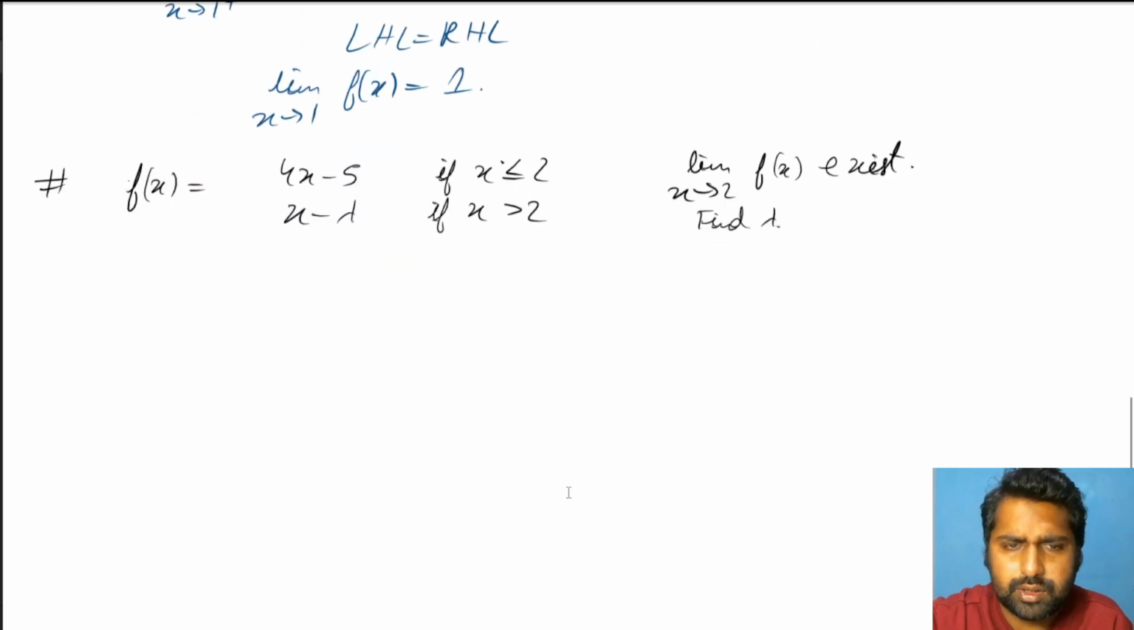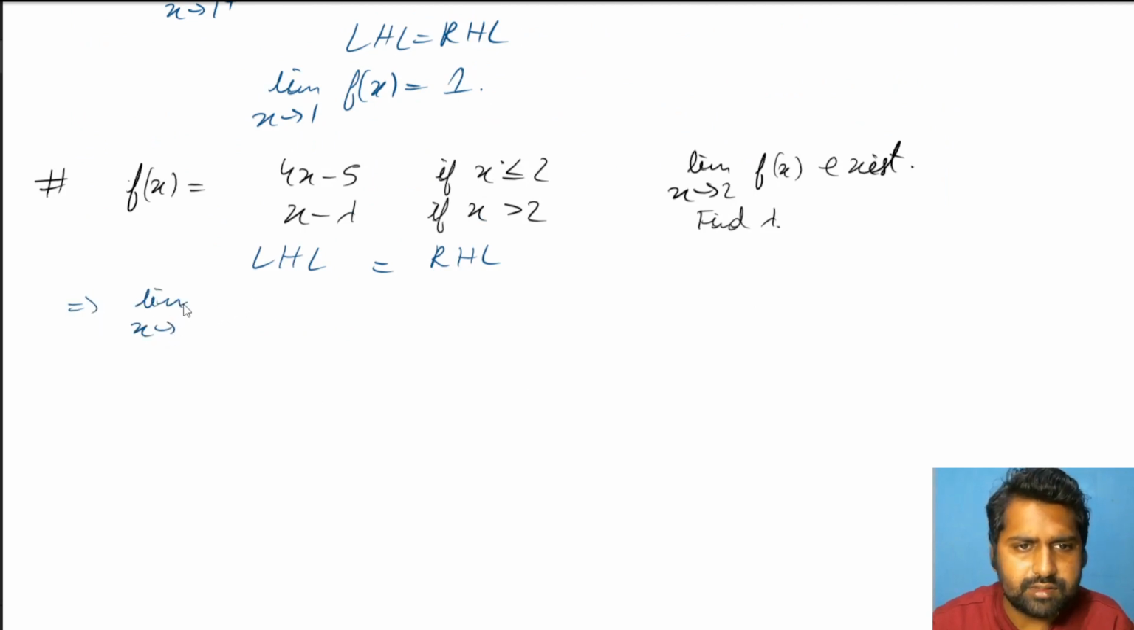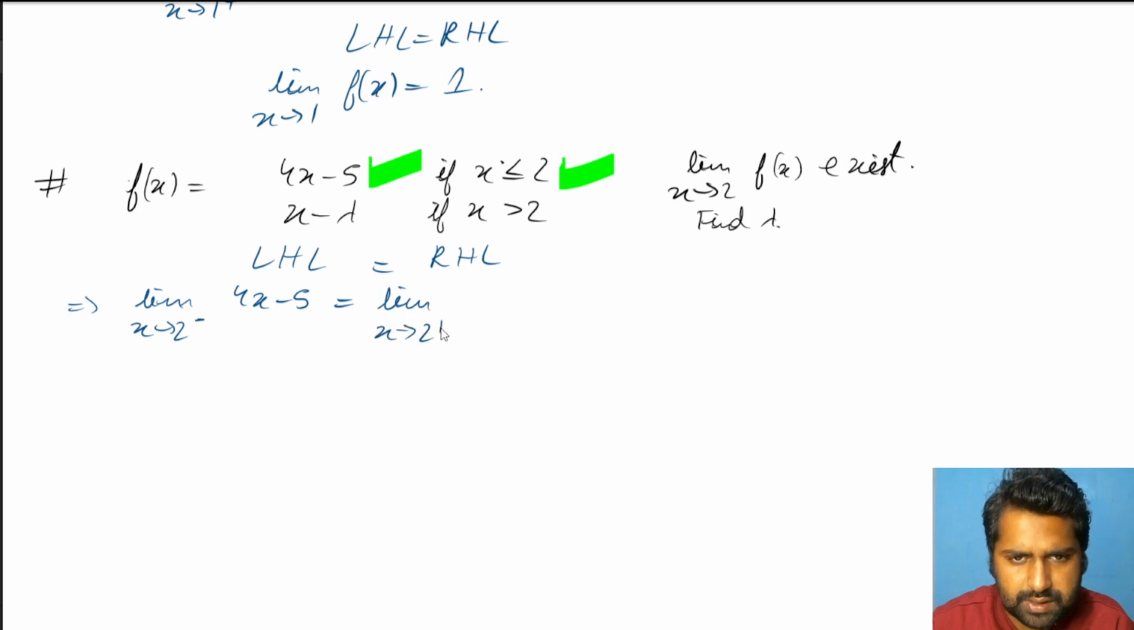In order for the limit to exist, the concept is LHL should be equal to RHL. So LHL will be x tends to 2 minus, and the function will be, for x 2 minus meaning less than 2, this 4x minus 5. Selecting the function is more important here. Similarly, right hand limit means x tends to 2 plus, just after 2, just more than 2. For more than 2, this is the function, x minus lambda.